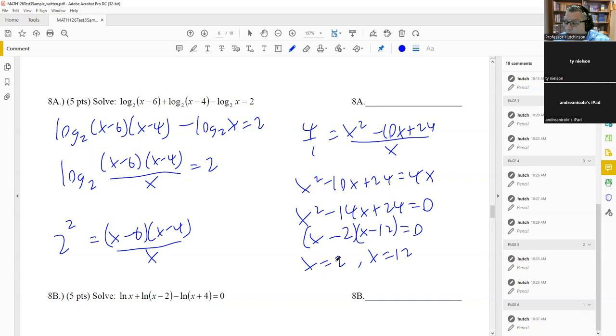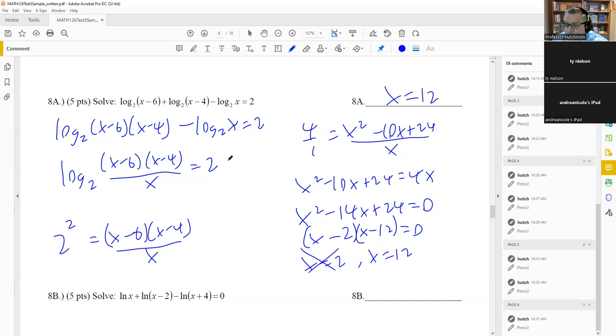So 2 minus 6 does not work because that's a negative number inside. Therefore, we have to eliminate 2 as the answer. Let's try 12. 12 minus 6 is positive. 12 minus 4 is positive. And this will be positive there. So the only answer on this problem is x equals 12. And that's going to be it.